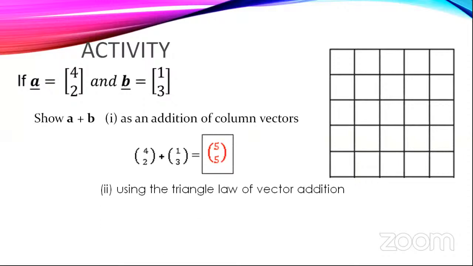Here's my second one. We would like you to now represent this on the grid paper, on your graph paper. Now we want you to show A plus B using the triangular law of vector addition. Remember, we just spoke about the triangular law. We want to see how you would draw this and add them using the grid paper or your graph sheet.